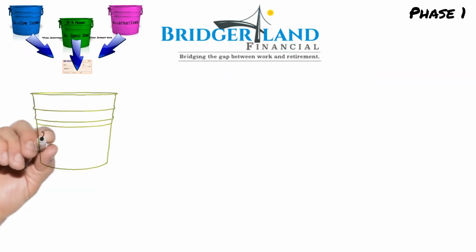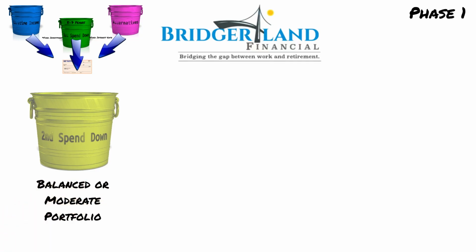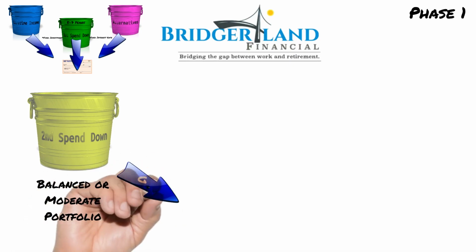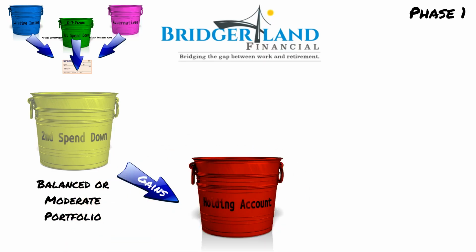The second spend down bucket, we generally invest in a balanced or moderate portfolio. This gives us a possibility for greater growth while we spend down the first bucket. While you're using the money from the first spend down bucket, all the gains from the second bucket will be siphoned off into a holding account bucket. This money is invested in a money market account. That way we lock in our gains and prepare for when the first spend down bucket is depleted.